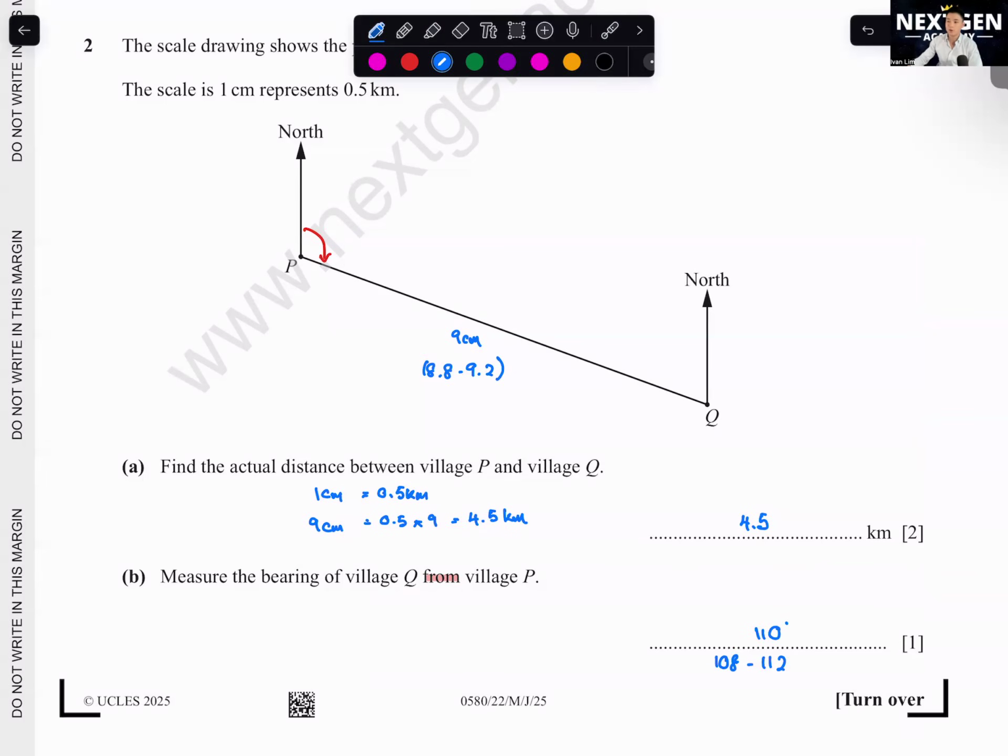So reminder, no calculator, but you can bring your Oxford set. What's your Oxford set? Your ruler, your protractor, your compass. Please bring it.